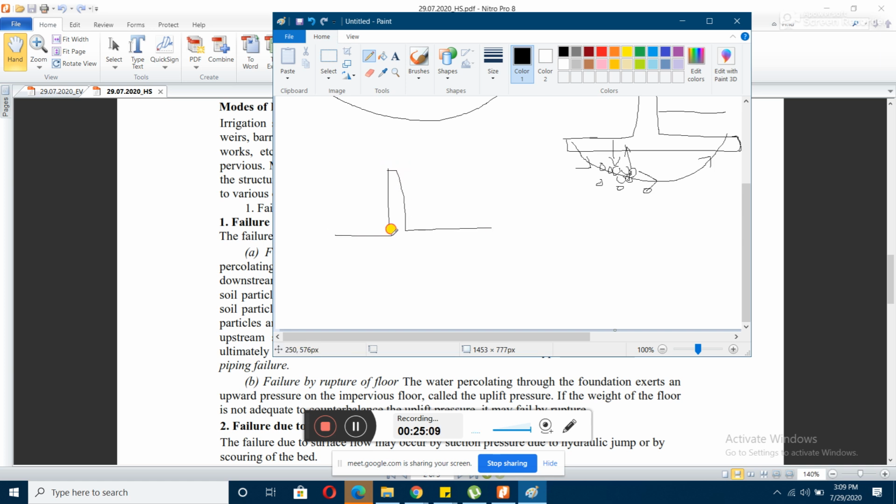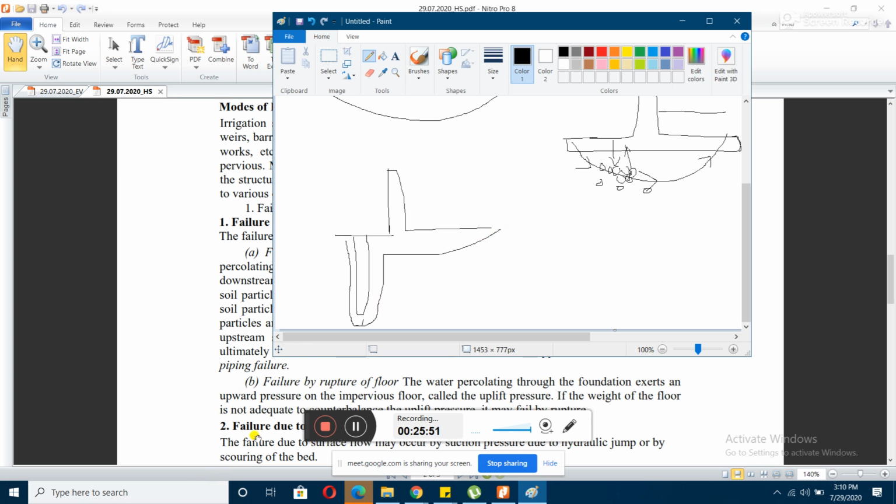Another thing we can do is increase the seepage path length. This is the seepage path. How can we increase it? We can increase it by inserting piles here. If we insert piles, the water cannot go through them, since piles are an impervious layer. For water to reach this point, it has to go around, cover a lot of distance, and only then can it get here.